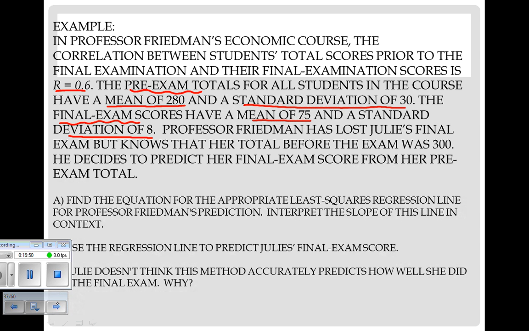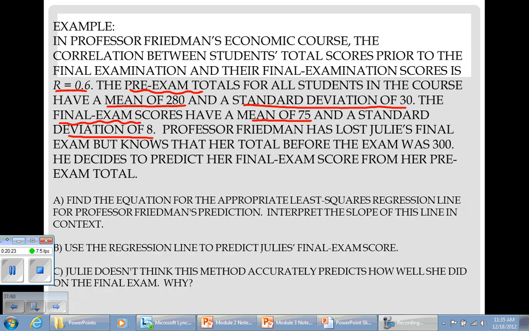Professor Friedman has lost Julie's final exam, but knows that her total before the exam was 300. He decides to predict her final exam score from her pre-exam total. Find an equation for the appropriate least squares regression line for Professor Friedman's prediction. Interpret the slope of this line in the context of the problem. See how you do. Then use the regression line to predict Julie's final exam score.